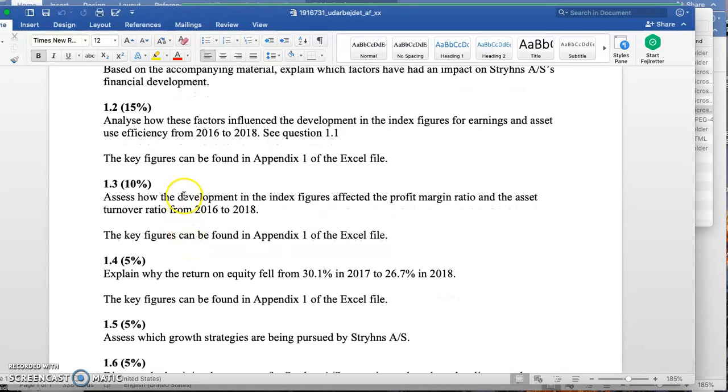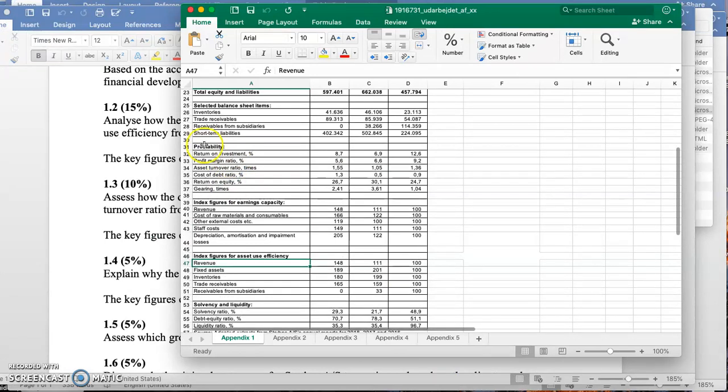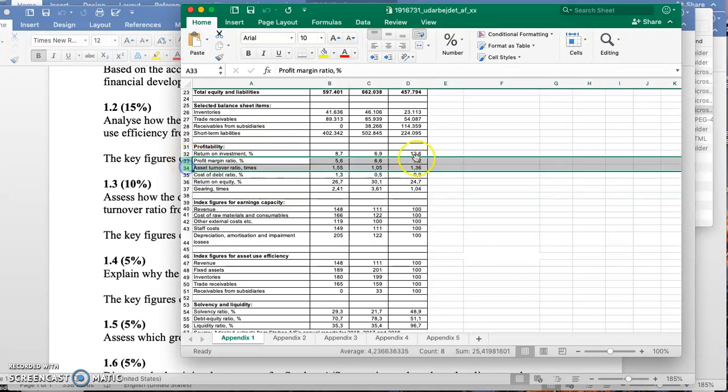1.3. Assess how the development in index figures have affected the profit margin ratio and the asset turnover ratio for 2016 to 18. Again, you need to open the Excel doc. You need to go under profitability. Here you have the ratios, and here you have the two ratios that you need to talk about. And remember, profit margin ratio multiplied with asset turnover ratio equals return on investment. So there's a connection there.